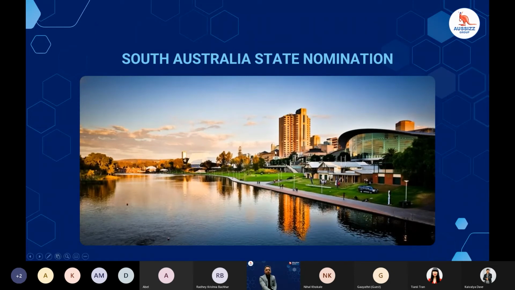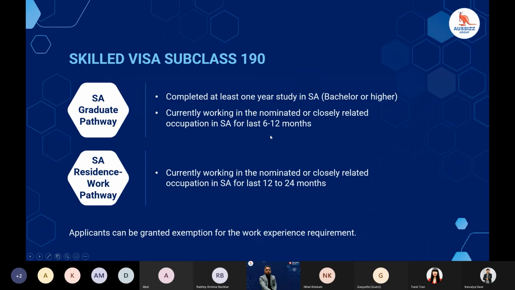For South Australia now, the South Australian State Nomination Authority is quite fairly simple and straightforward. For 190 nomination, if you are a graduate from South Australia, you must complete at least 1 year of study in South Australia, which is bachelor degree or higher, to qualify under the South Australian graduate pathway. You must be currently working in your nominated or closely related occupation for 6 to 12 months. Here it depends on the occupation. Some occupations require 6 months, some require 12 months. So we have to check each occupation. Depending on your occupation, you have to meet the work experience requirement.